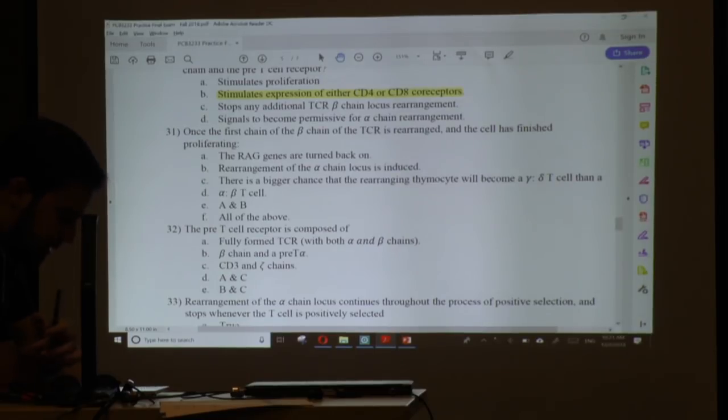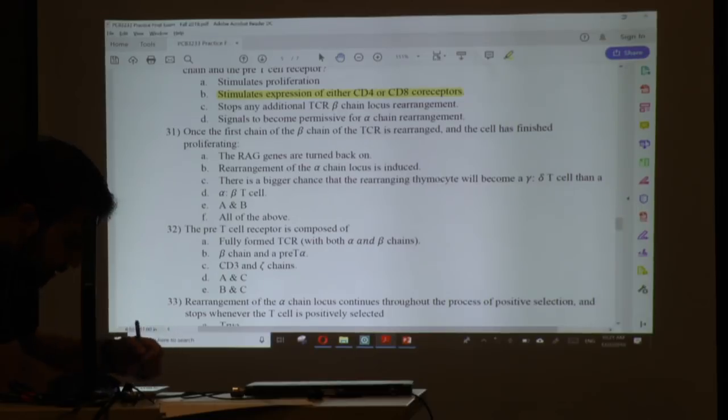So for 31, it's asking, once the first chain, the beta chain of the TCR, is rearranged and the cell is finished proliferating, the RAG genes are turned back on, the rearrangement of the alpha locus is induced. There's a bigger chance that the rearranging thymocyte will become gamma delta than alpha beta. A and B are all of the above. So the correct answer here is similar to the questions before.